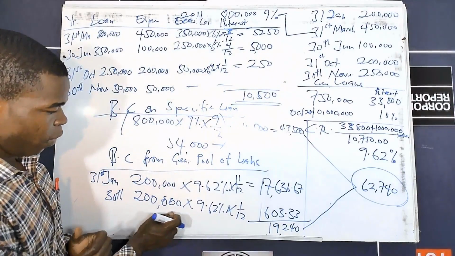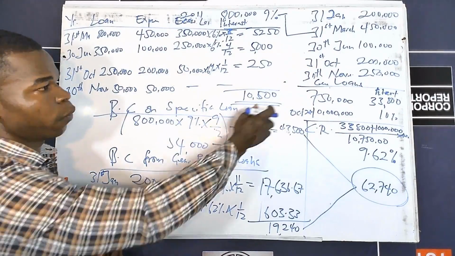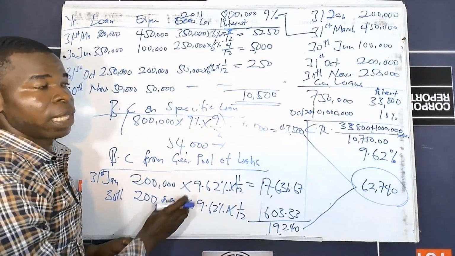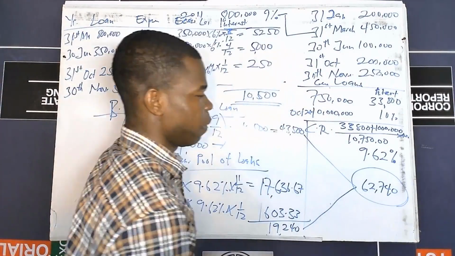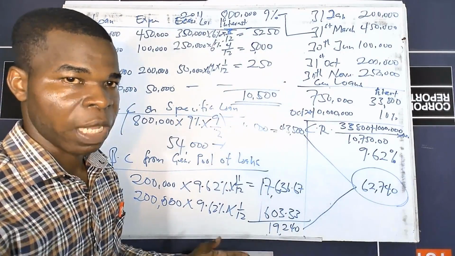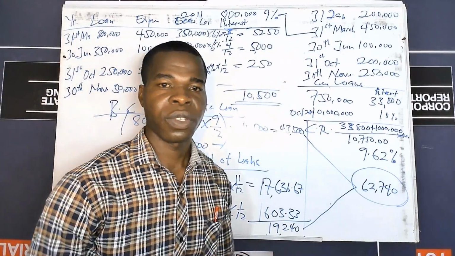So here it is 250, but 50 of it is taken care of by the specific loan. That is why when we came here, we have 200,000 here, not 250, because 50 of it was taken care of by what? By the specific loan. So this figure here will give us what? Our borrowing cost to be capitalized. So that is it for this question.